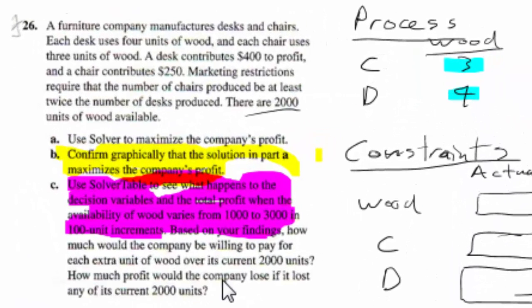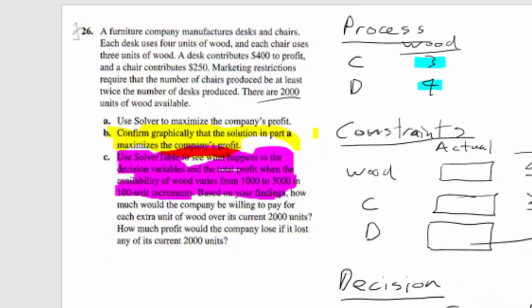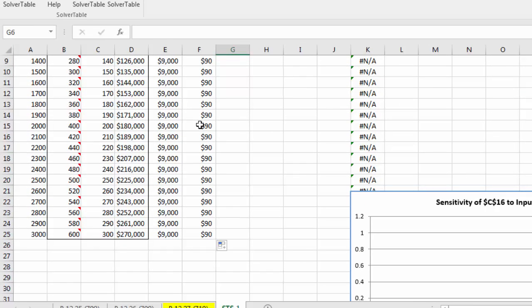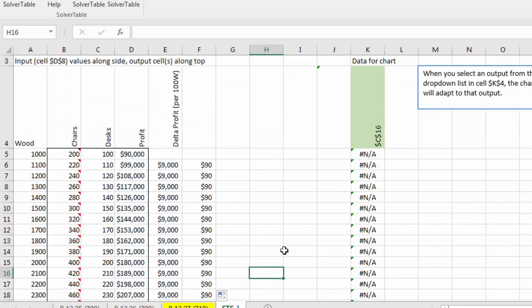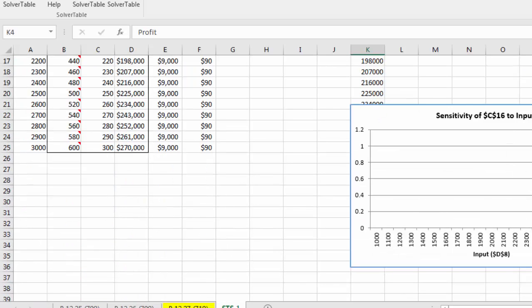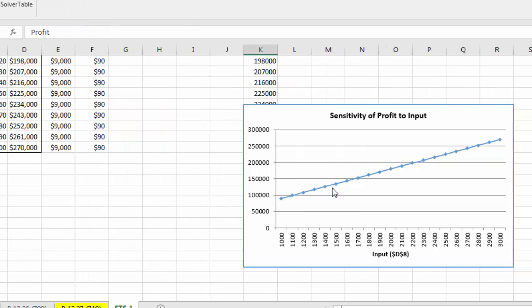How much profit would the company lose if it lost any of its current 2,000 units? Actually, we want to start at the output level 2,000 and work our way up and down. So if we worked our way up from 2,000, we'd gain $90 per unit of wood, 9,000 per 100. And if we went down from there, we would lose 9,000 per 100. Okay, so it's a linear relationship, and if we graph this, we'll see a straight line increase in profit as we gain inputs, which is the wood.